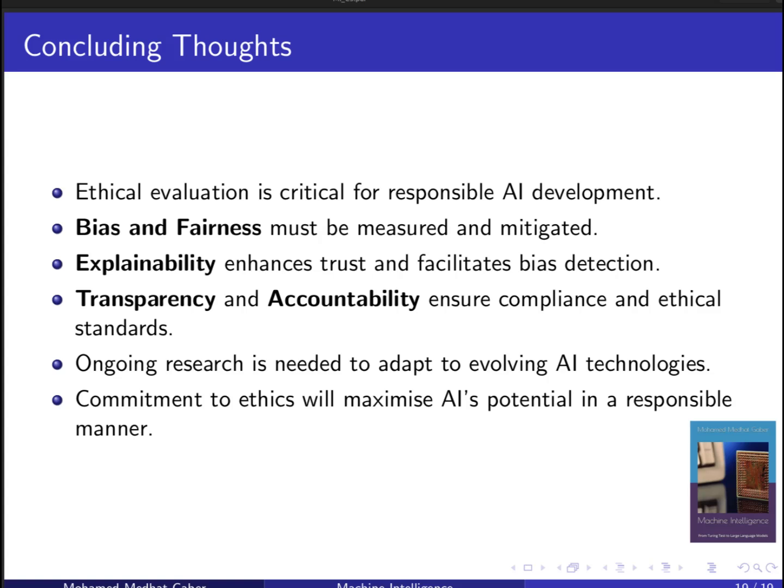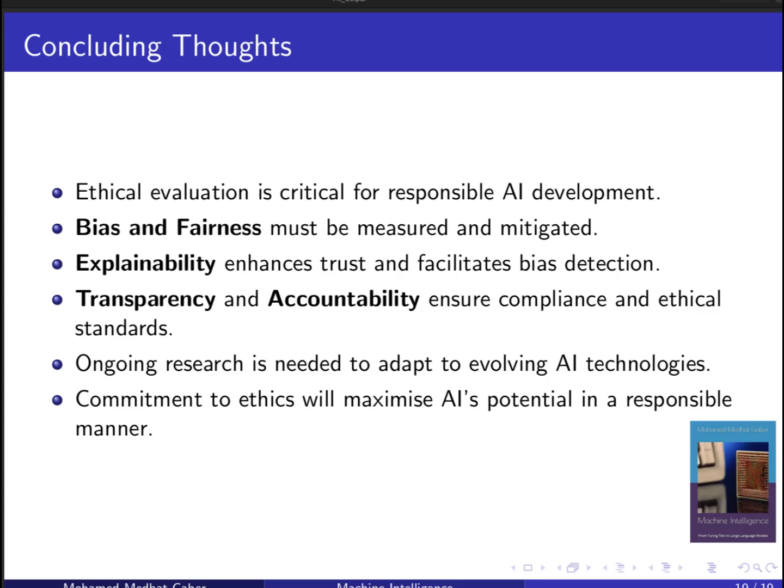Ensuring accountability involves a multifaceted approach, combining regulatory compliance, technical solutions, and ethical governance. Organizations must take proactive steps to establish clear responsibilities, implement robust auditing mechanisms, and cultivate an ethical culture. Accountability ensures that when challenges arise, they are addressed promptly and appropriately, reinforcing the integrity of AI systems. The road ahead involves continuous learning and adaptation. As AI technologies evolve, so too must our ethical frameworks and evaluation methods.